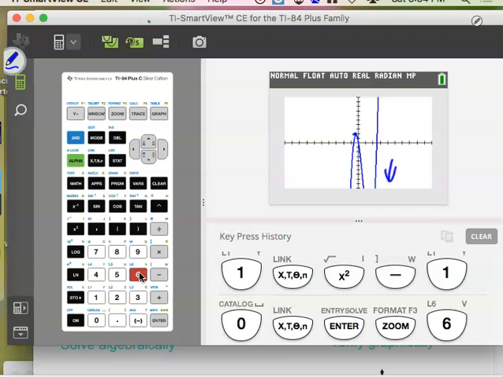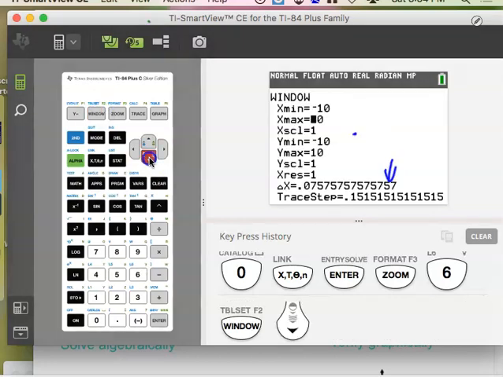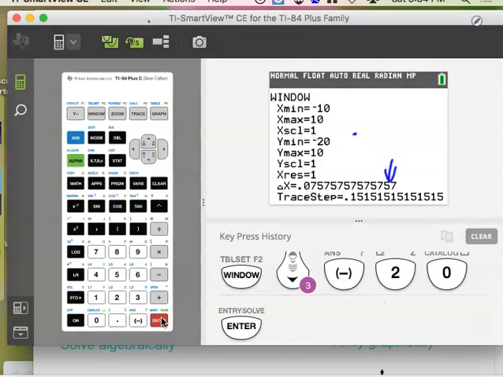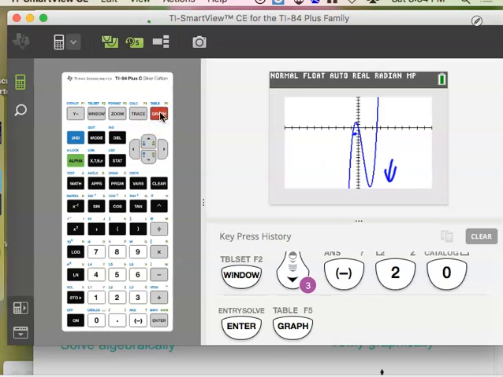And then I'm going to need to see where that lowest point down there is. So I'm going to have to change my window so I can see more of those y values, the lower values. So let me try negative 20 and see if that's enough. Hit graph. Just enough.